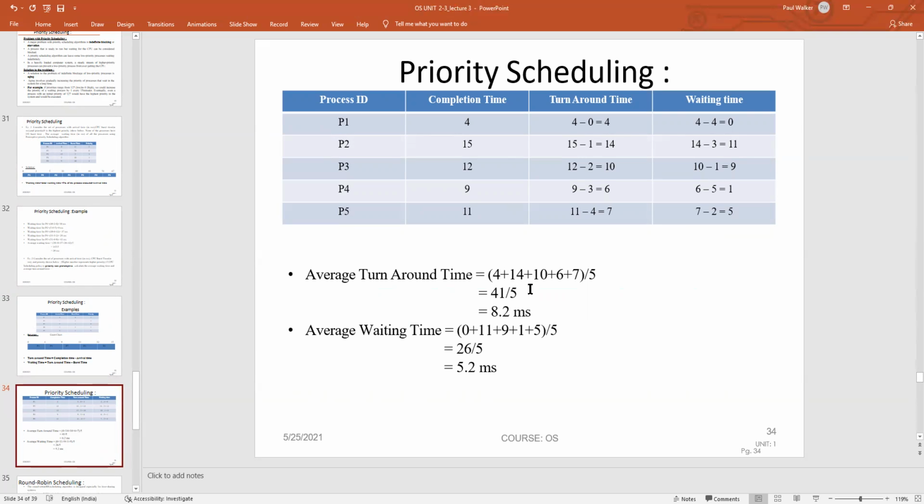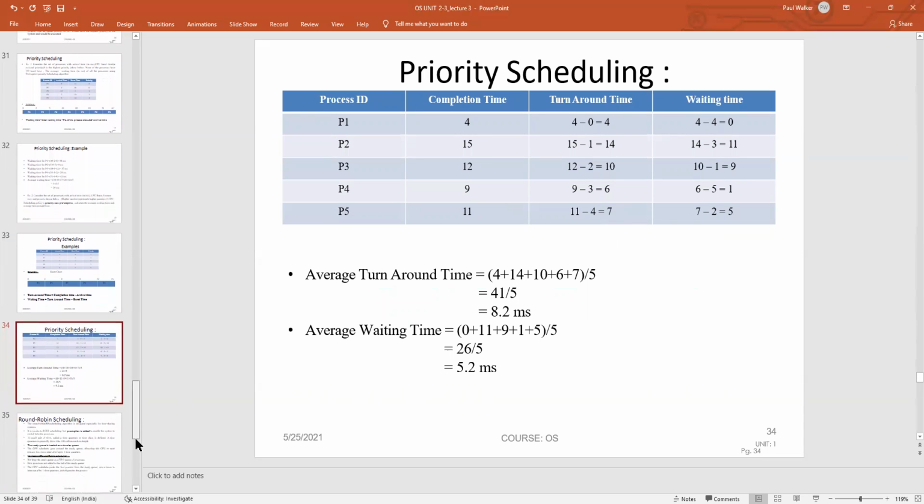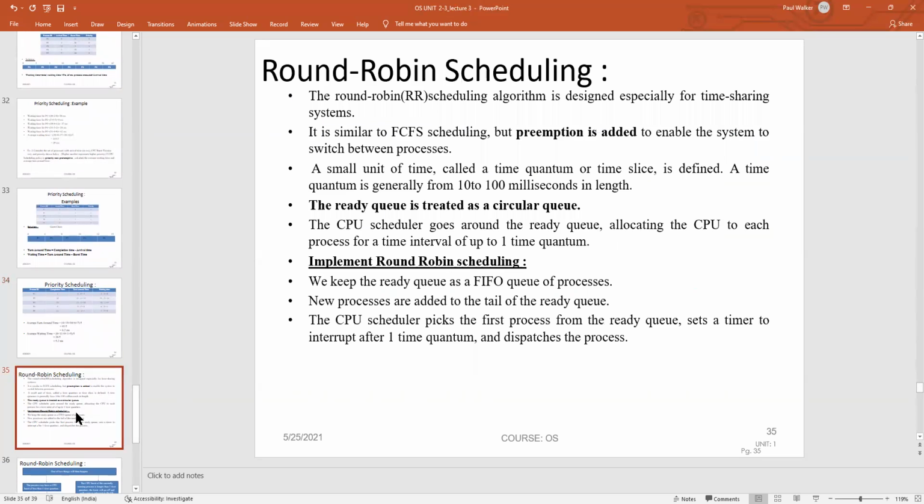Average turnaround time is calculated by adding all the turnaround time values and dividing by the total number of processes, and average waiting time is also calculated by adding all the waiting time values and dividing by the number of processes. The next scheduling is the round robin scheduling algorithm. It is usually a time sharing approach. It is a best example for the preemptive scheduling algorithm. It normally proceeds in a circular queue.